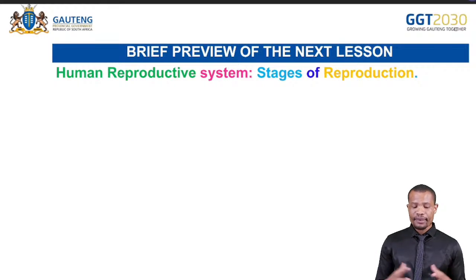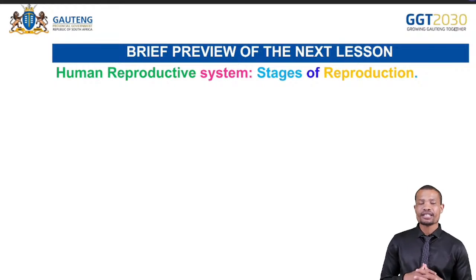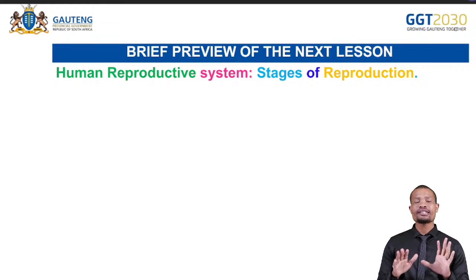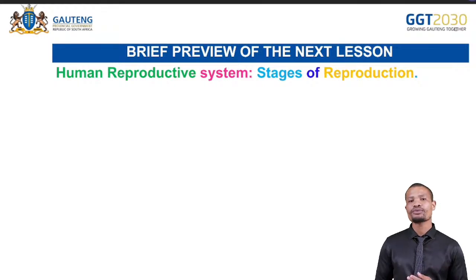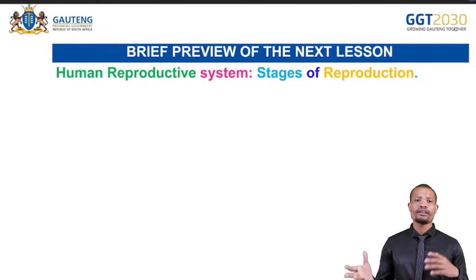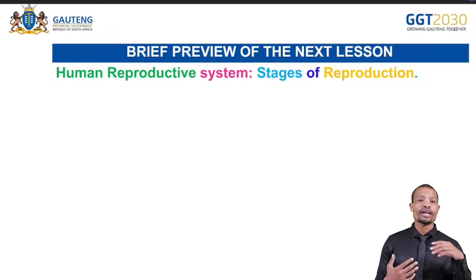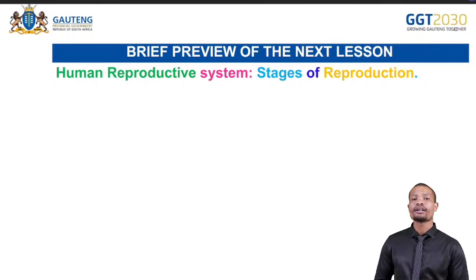In the upcoming lesson we will be looking at the stages of reproduction. There are a number of stages. I'm not going to list them in chronological order, but I'm going to list them so that you know what to expect in the next lesson. We have copulation. This is where a penis and a vagina come together during sexual intercourse. At the end of that, we have ejaculation, where a penis shoots out sperm into the female vagina. Then we have fertilization, where a sperm will meet an egg and fertilize it, and they fuse together.